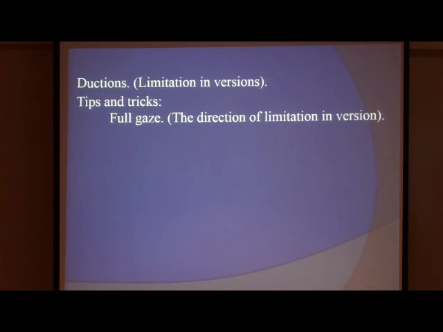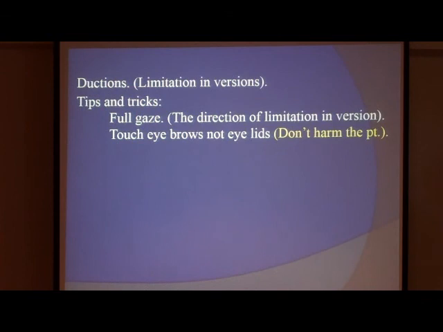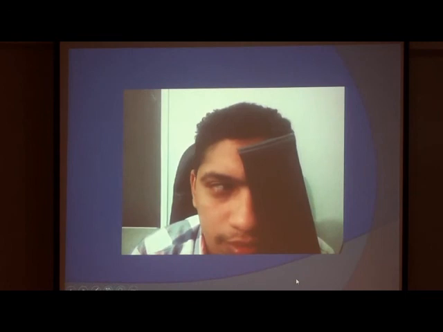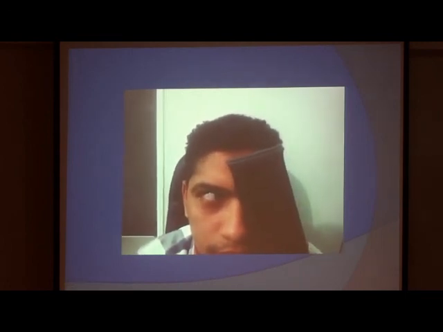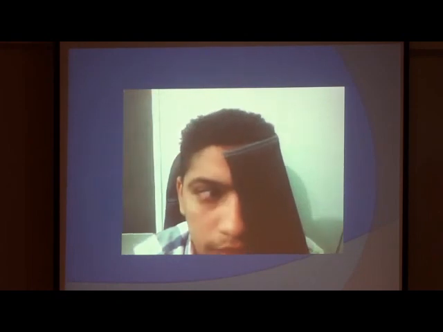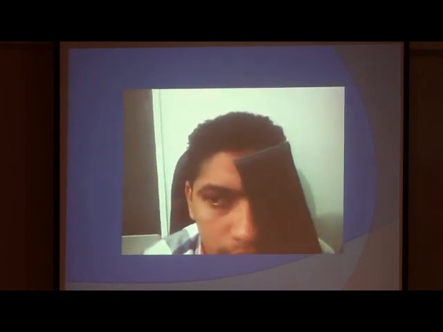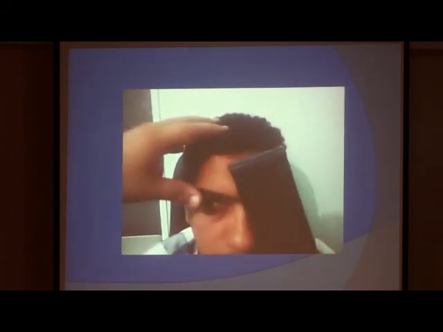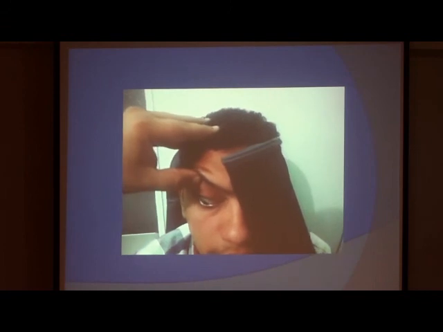Again, it's very important to go to full gaze in the direction of action of the lid or any limitation of the version. Again, do not touch the eyelid directly, so as not to harm the patient. If you are going to do it without any limitation, just doing duction, again, go slowly to the full gaze, and then ask permission, raise the eyelid, going down, and going to the outside, up, and with permission of the patient, raise the eyelid. Do not touch the patient unless taking permission.